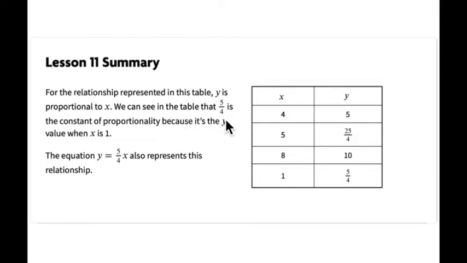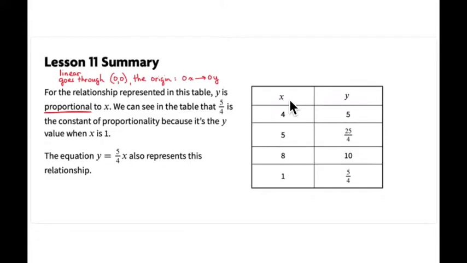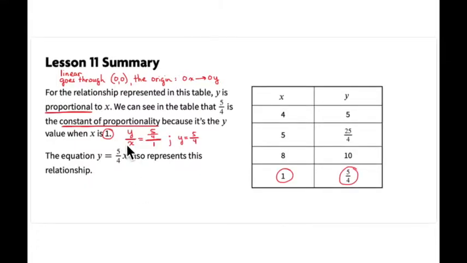So we see in the table that 5/4 is the constant of proportionality because it is the y value when x is 1. So remember, you're going to look at this as y per x. So that's going to be the proportional relationship: when x is 1, y has a value of 5/4. That is the constant of proportionality. So y per x is 5/4 per 1, so y equals 5/4.